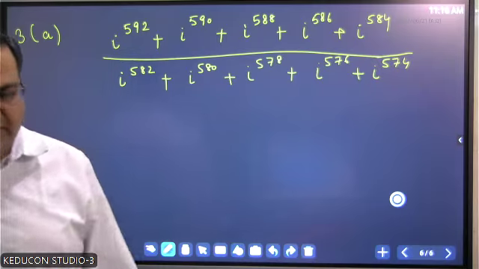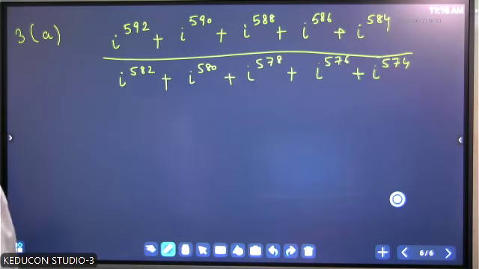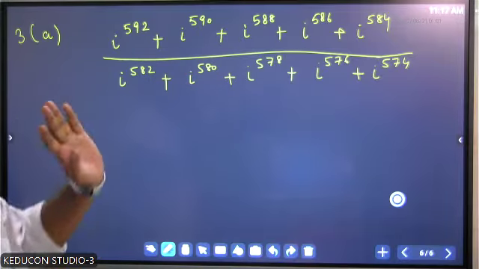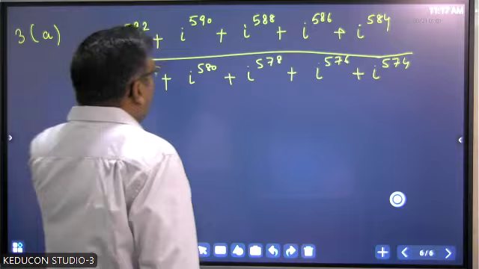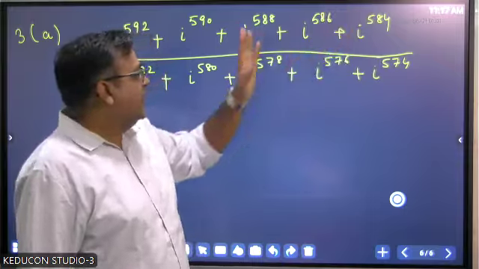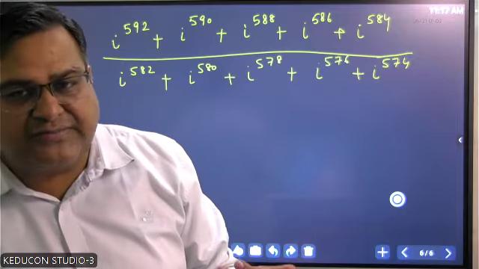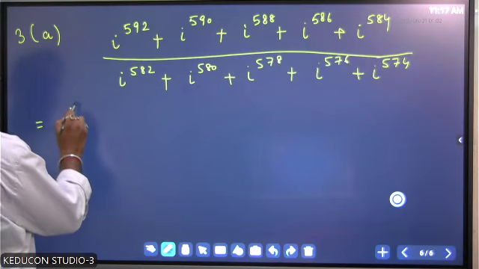And students, how to do this? Who will tell me how to do this question? Anyone? You can switch on your mic and tell me how to do this. Shall we convert each and every term into the form iota raised to power 4 multiples? Or what we can do, in the numerator the least term is iota raised to power 584. And in the denominator the term with the least power of iota is iota raised to power 574. So what we can do, we can take common.